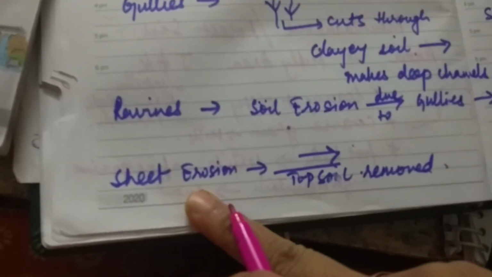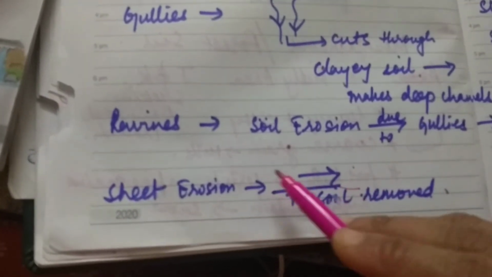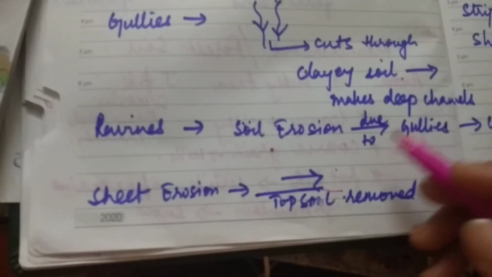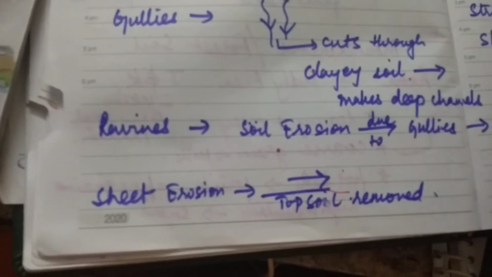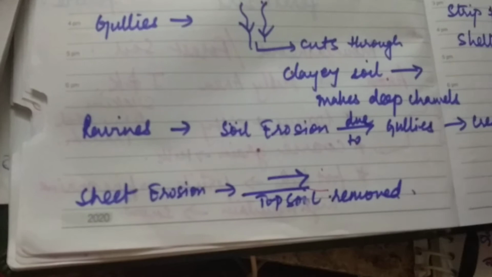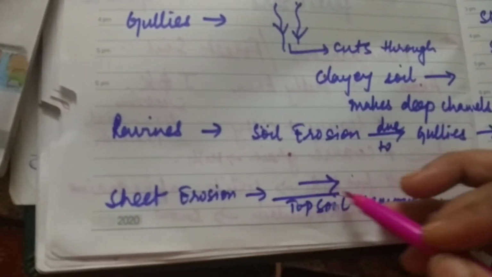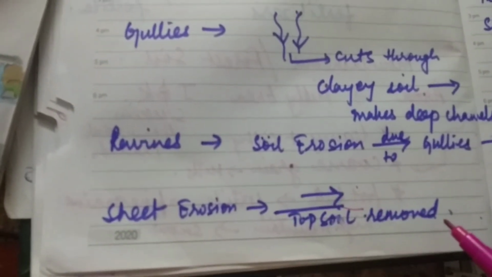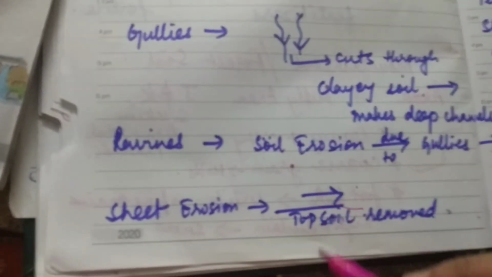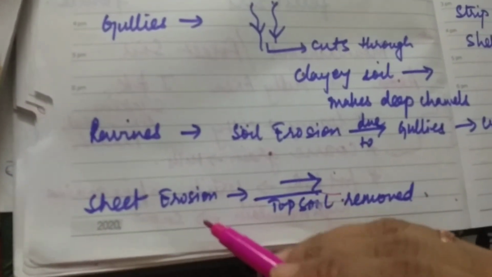What is sheet erosion? Sheet erosion means the topsoil is completely removed or washed away with the water. Because of that, the topsoil, the humus layer, is removed and the soil becomes infertile. So such an erosion where the topsoil is completely removed because of the flowing of water or because of wind also, is sheet erosion.